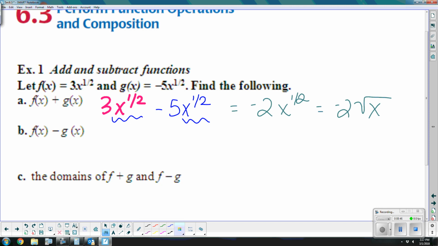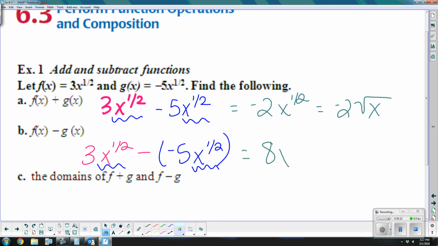The second one is f of x minus g of x. So that's 3x to the 1/2 power minus g of x, which is negative 5x to the 1/2. So here we have 3x to the 1/2, negative 5x to the 1/2, still like terms, like radicals. So we can combine those two terms, but now we're taking 3 minus a negative 5, which is the same as 3 plus 5. So that's 8x to the 1/2 power, which is 8 times the square root of x.